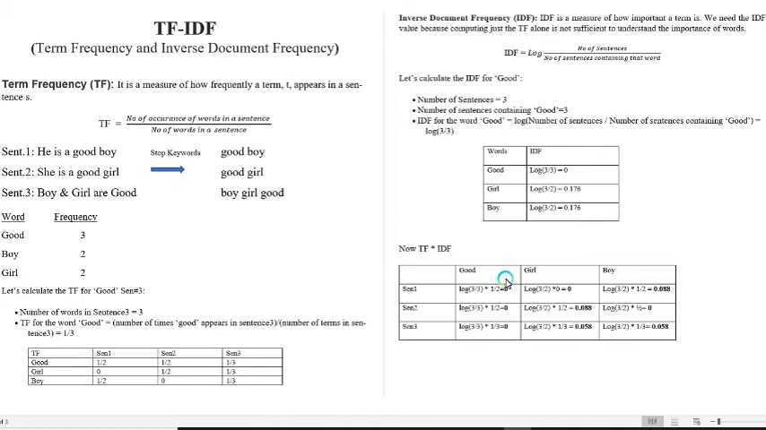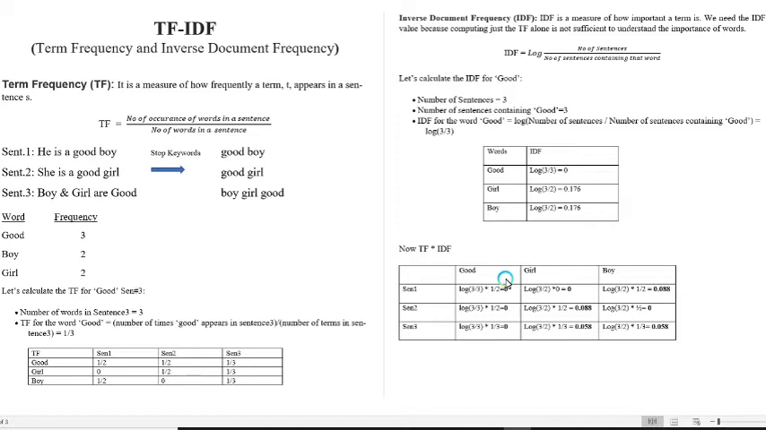So TF now comes. What is TF? TF is term frequency. It measures how frequently a term T is appearing in a sentence. So the formula for calculating the TF is the number of occurrences of the word in a sentence divided by the number of words in the sentence.